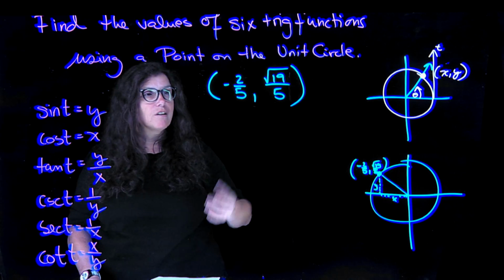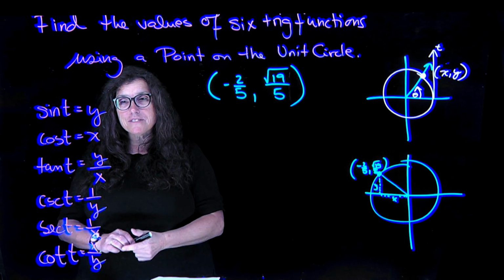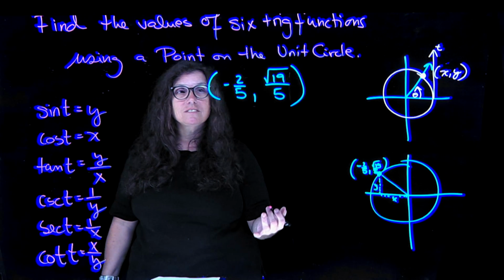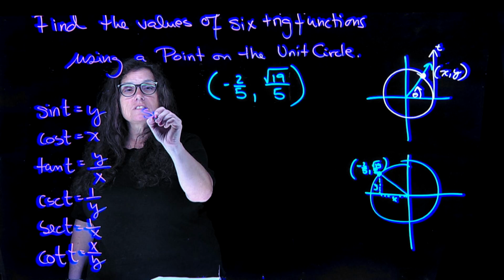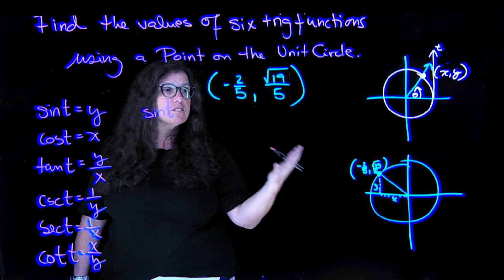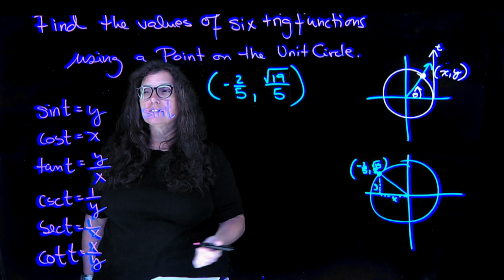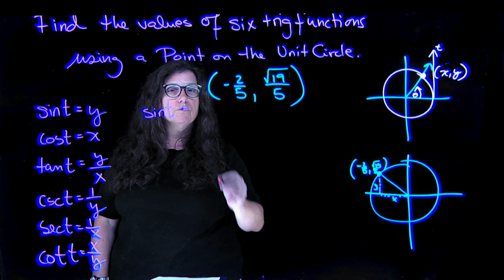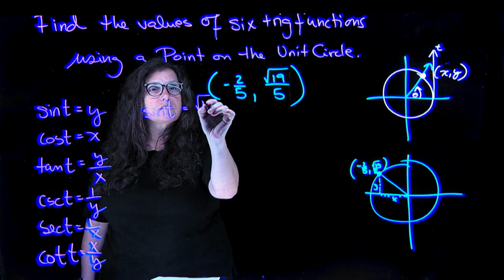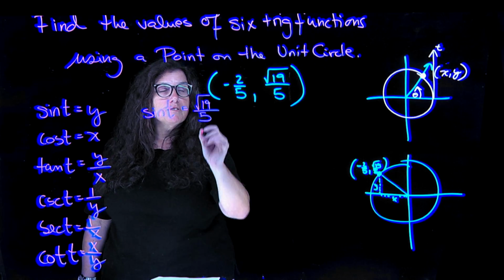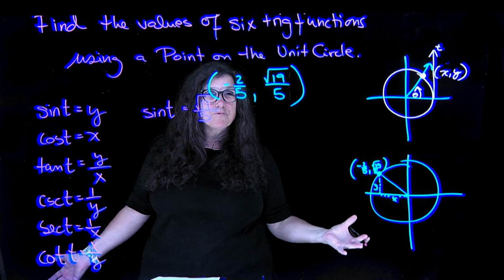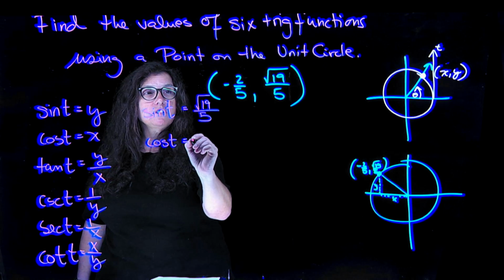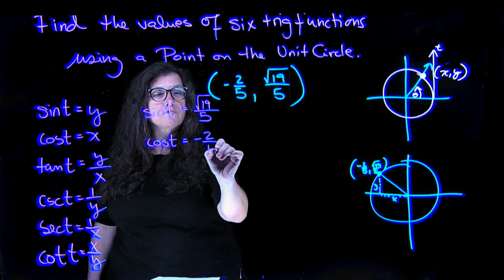Once you have the ordered pair, it's actually quite simple to find all 6 trig functions, at least I'm hoping. So the sine of t, or the sine of theta, we can call it either way, is the y value of our ordered pair. In this case, that's the square root of 19 over 5. Done you are. You just have to look at the ordered pair. The cosine of t is -2/5.